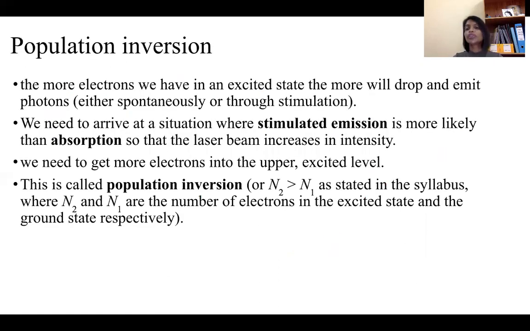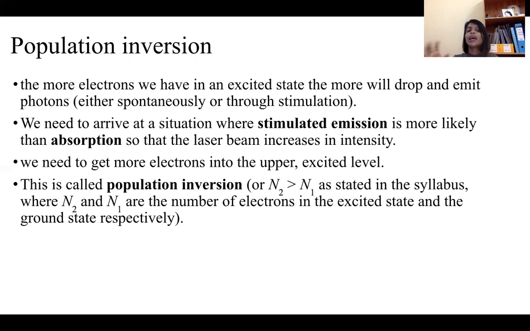Population inversion is another concept that we need in a lasing system. So if we can have more electrons in the excited state, then what happens? More will drop and emit photons. That can be either spontaneous emission or stimulated emission. So we need to arrive at a situation where stimulated emission is more likely than absorption, so that the laser beam increases in intensity. And we need to get more electrons into the upper excited level. And this is what we call population inversion.